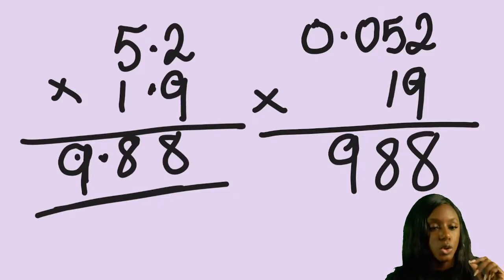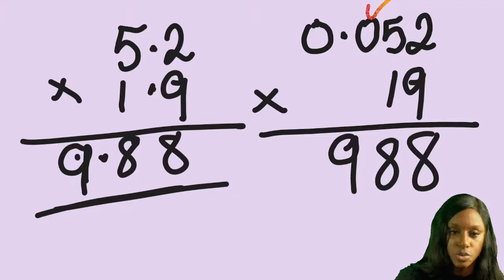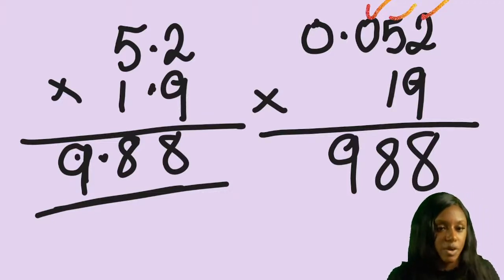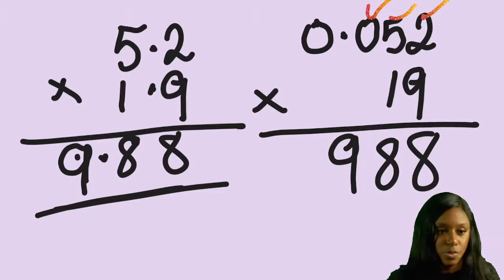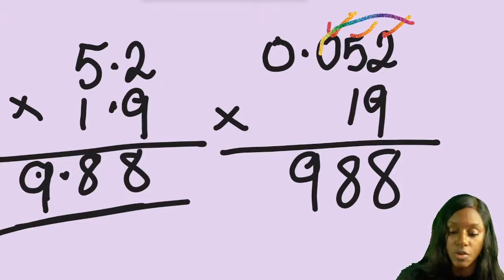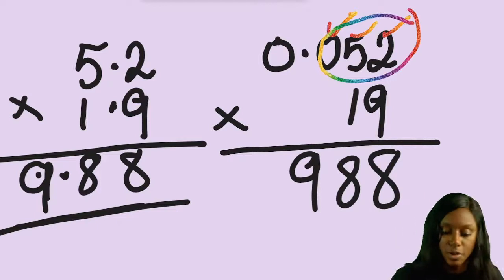Again, you need to look at the number of digits after the decimal point in your question. So we have 1, 2, 3 digits in our question here after the decimal point. 19 was written as a whole number, so we have no digits after the decimal point. So we only have 3 in all in our question. So this means that your answer should also have 3 digits after the decimal point.